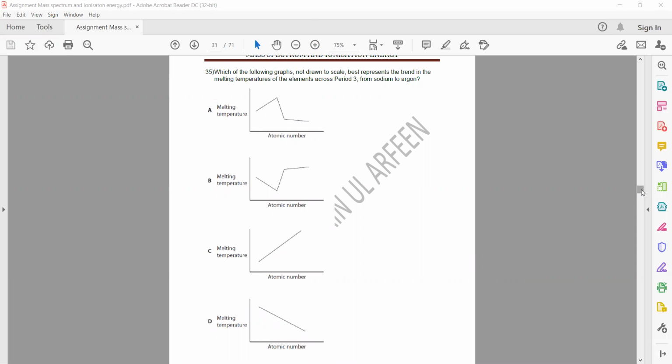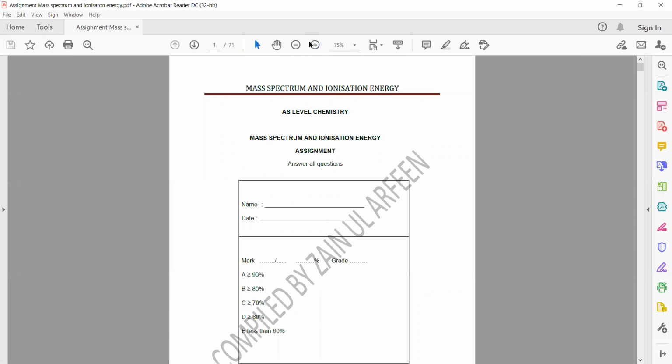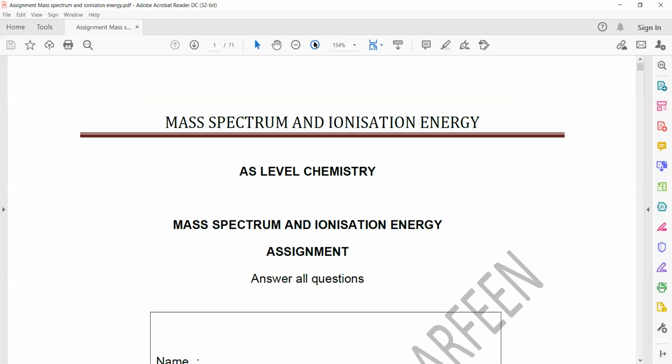So this was the assignment related to mass spectrum and ionization energy. Any question related to the class today? So I'll end the session and share this with you.